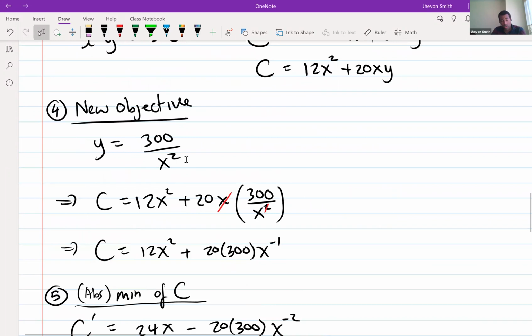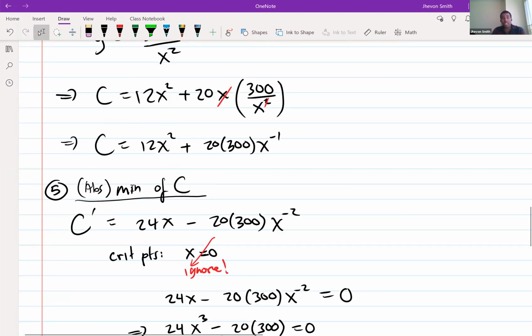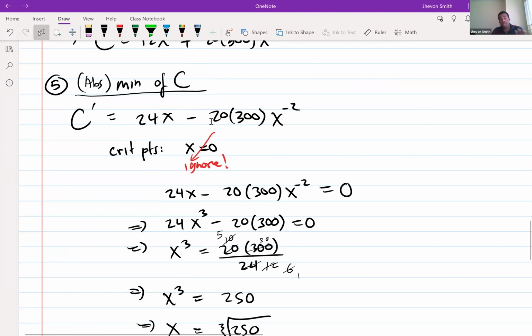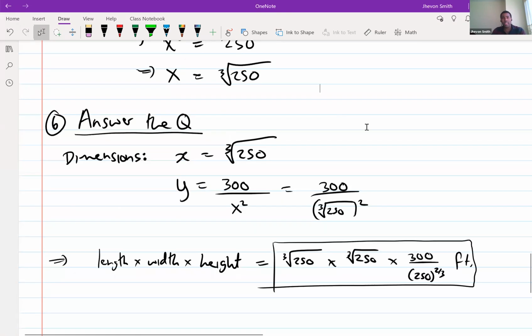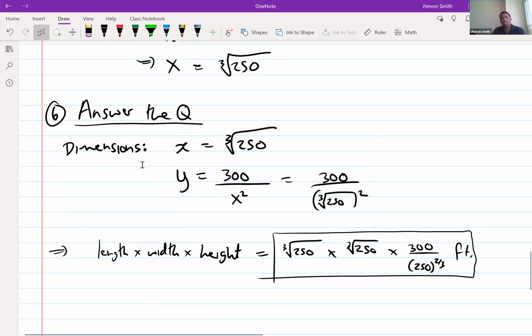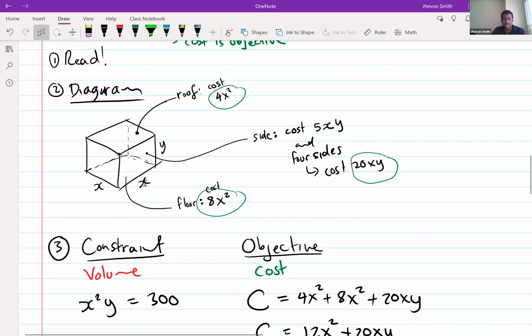You will always solve for one variable in the constraint and plug into the objective to find the new objective. Then you're going to find the maximum or the minimum of that thing. If you have one answer, chances are that's the answer. If you have several answers, you test it with the first derivative test or something. And then you answer the question. So whatever they ask for, give them that. And that leads us to the last sentence here.